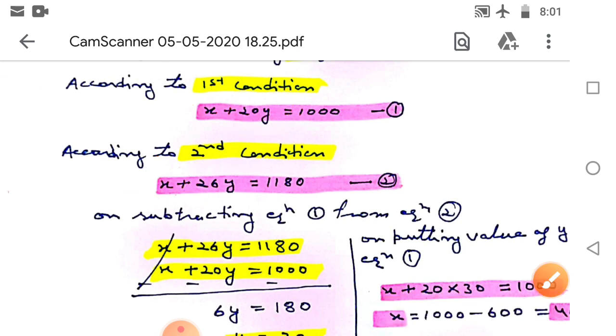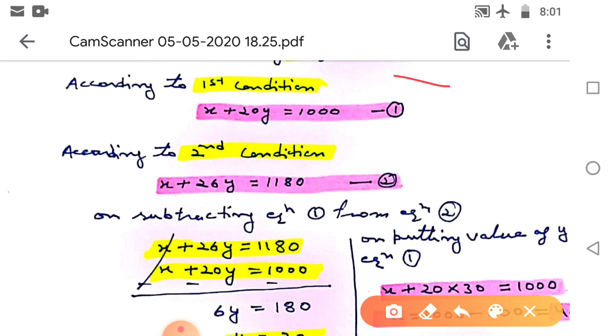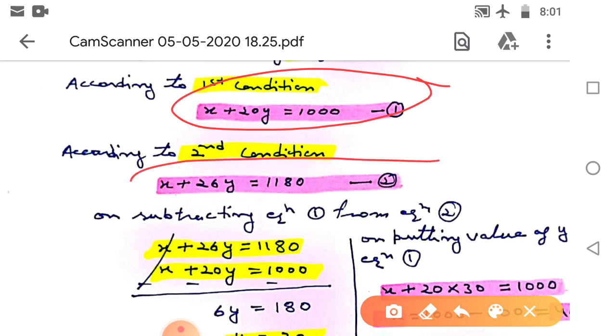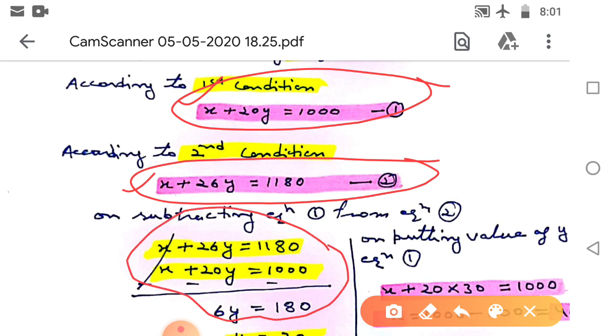Now, we have two equations in front of us: X plus 20Y is equal to 1000, and the second equation is X plus 26Y is equal to 1180. Clear? Now, we are going to solve these two equations by the elimination method. Here the coefficient of X is 1, and here the coefficient of X is 1. So, on subtracting equation 1 from equation 2, we get the value of Y.